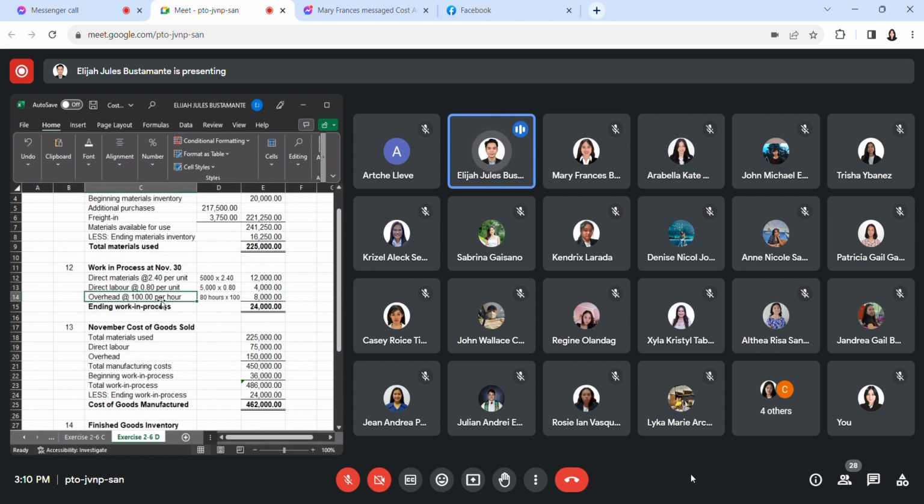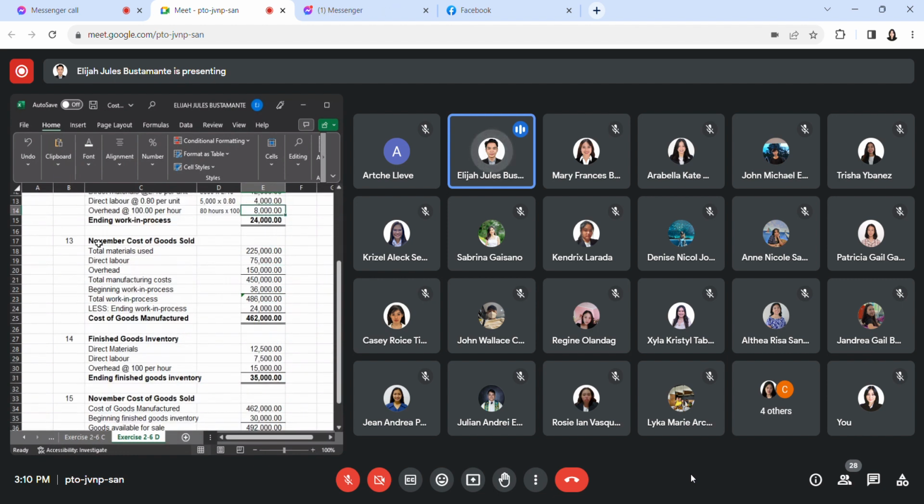And then the overhead, which is 100 per hour, 80 times 100, 80,000. And total lang siya tanan, 24,000. So, by the way, the 5,000 and 80 are from the earlier problem, makita ragid siya sa given.